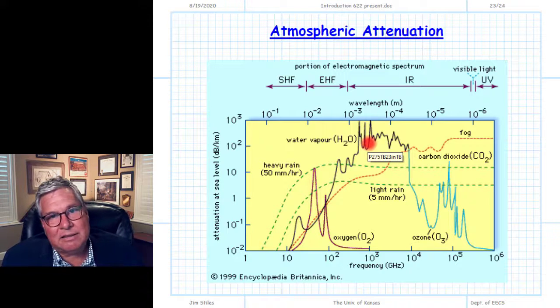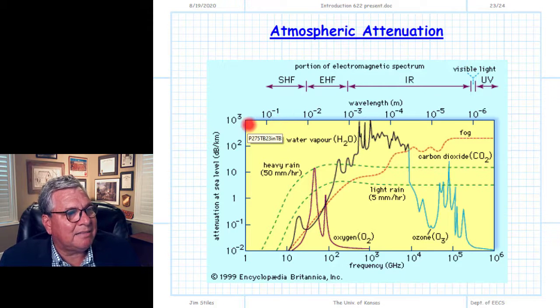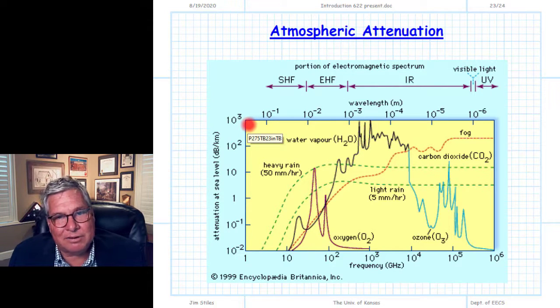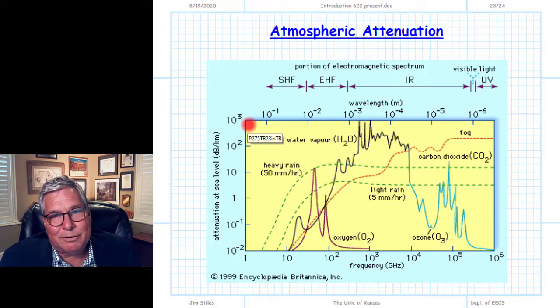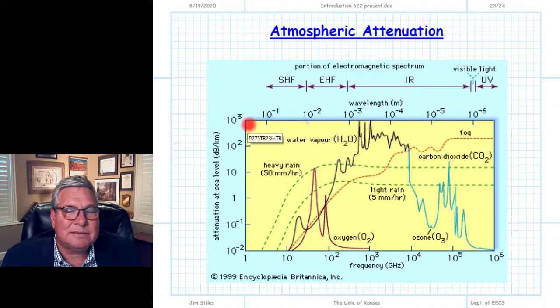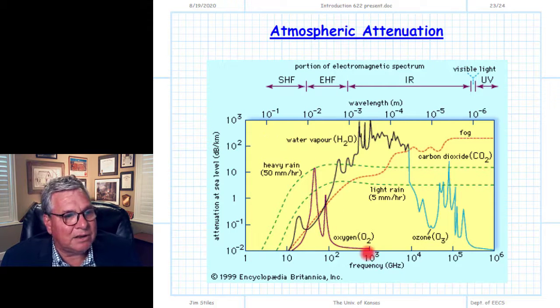Any humidity in the atmosphere will absorb energy, and these peak up at 1,000 dB per kilometer. 1,000 dB, and I don't even know what that is. That's basically zero, and you can't propagate. You can hardly propagate millimeter waves through that atmosphere if you get up to, let's say, 1,000 gigahertz, because of water vapor. In this region here, essentially the atmosphere is completely opaque, completely dark.